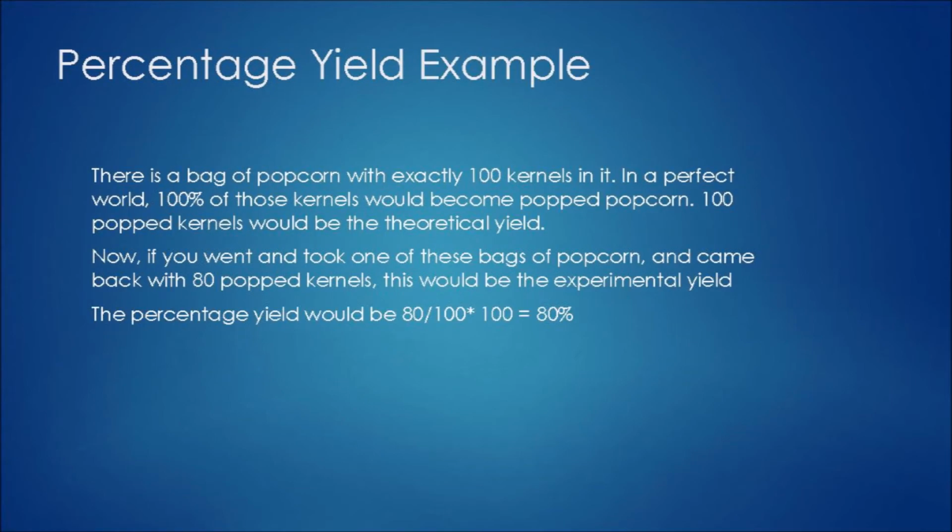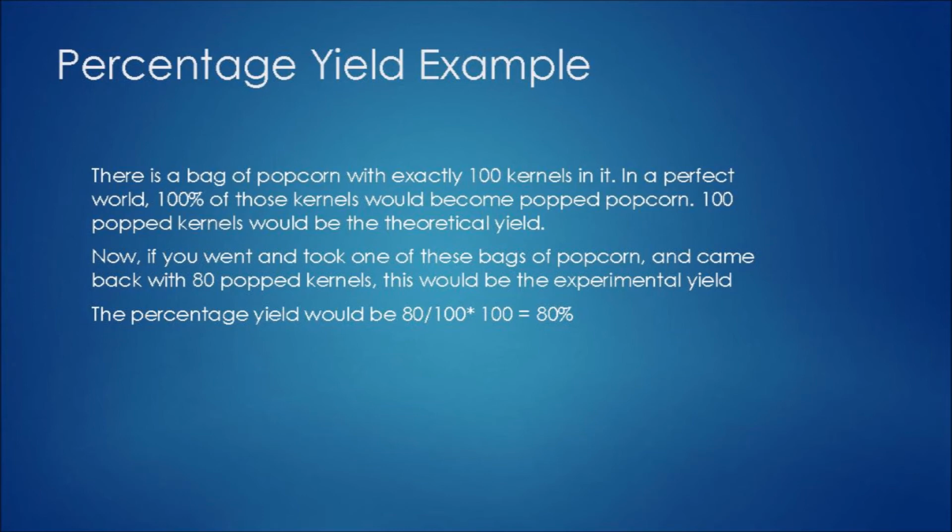So let's do an example problem with percentage yield. Let's say that there's a bag of popcorn with exactly 100 kernels in it. In a perfect world, 100% of those kernels would become popcorn, and then we would therefore have 100 popped kernels in our theoretical yield. Now if you went out and you took one of these bags of popcorn and you came back with only 80 popped kernels, leaving only 20 behind, the experimental yield here would be 80 popped kernels.